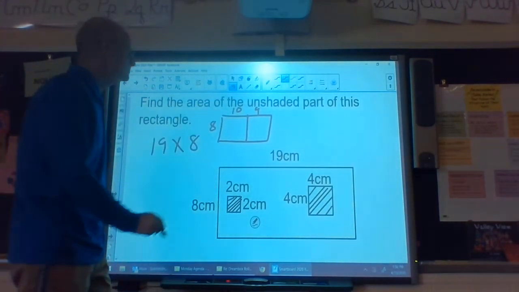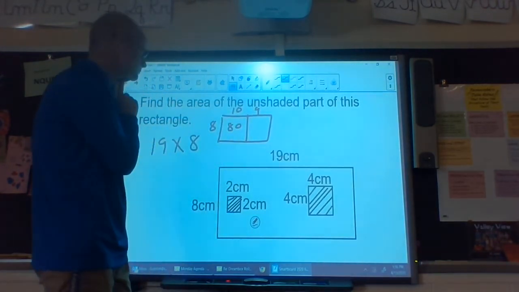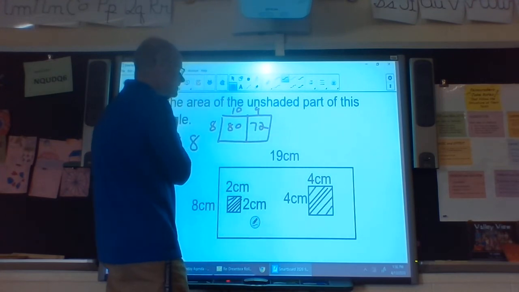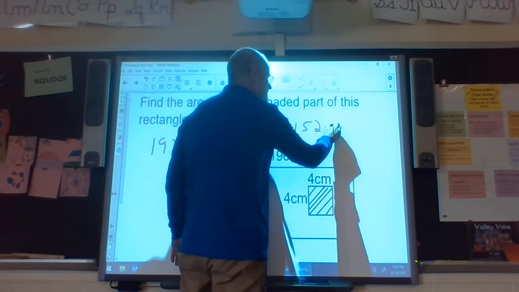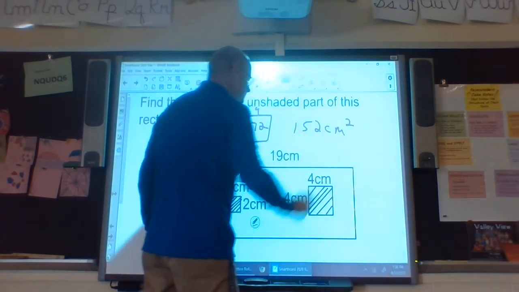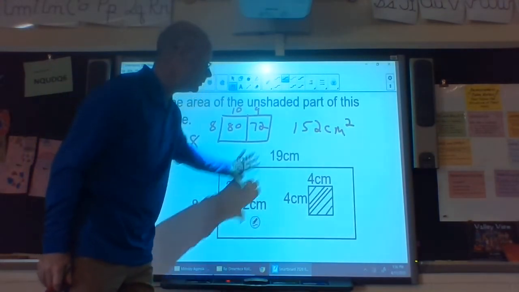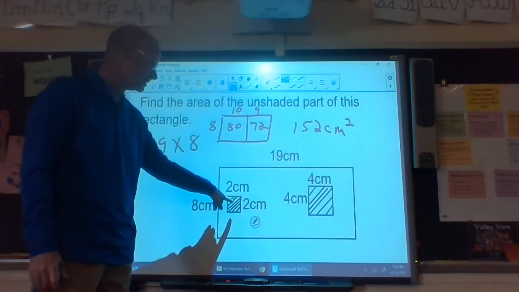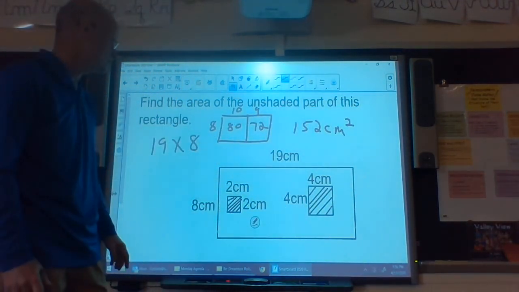8 times 10 is 80. 8 times 9 is 72. So I have to add those two together, and I get 152 centimeters squared. Now, I know the area of this whole thing is 152 centimeters squared, but now I'm going to have to take these two areas and subtract them from my total.